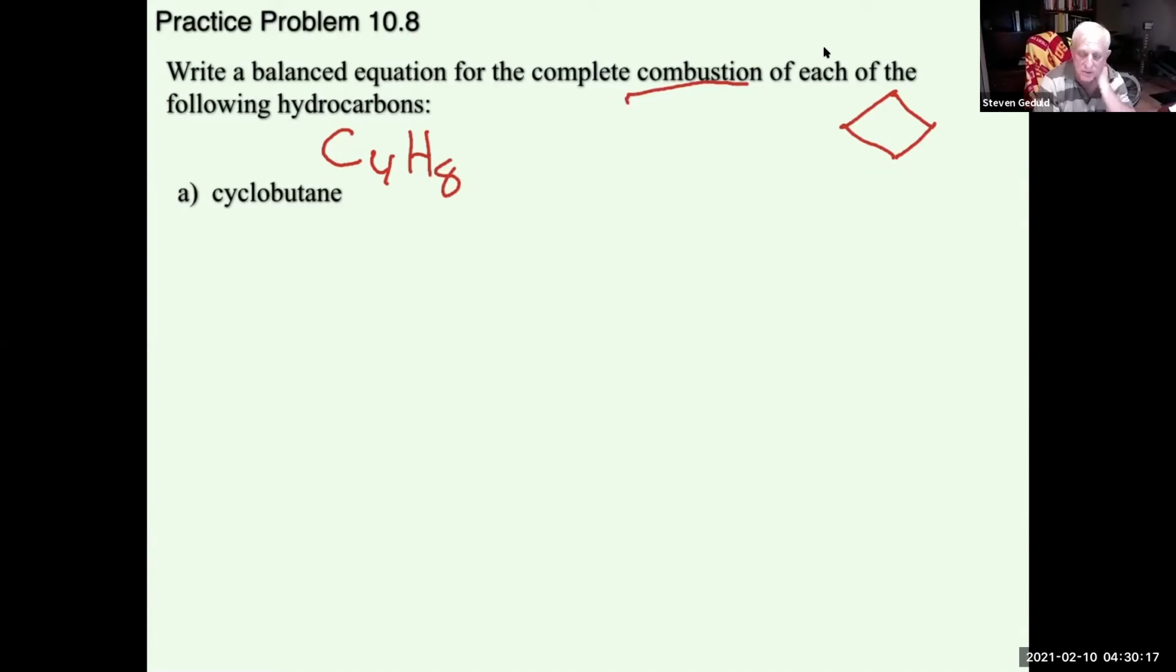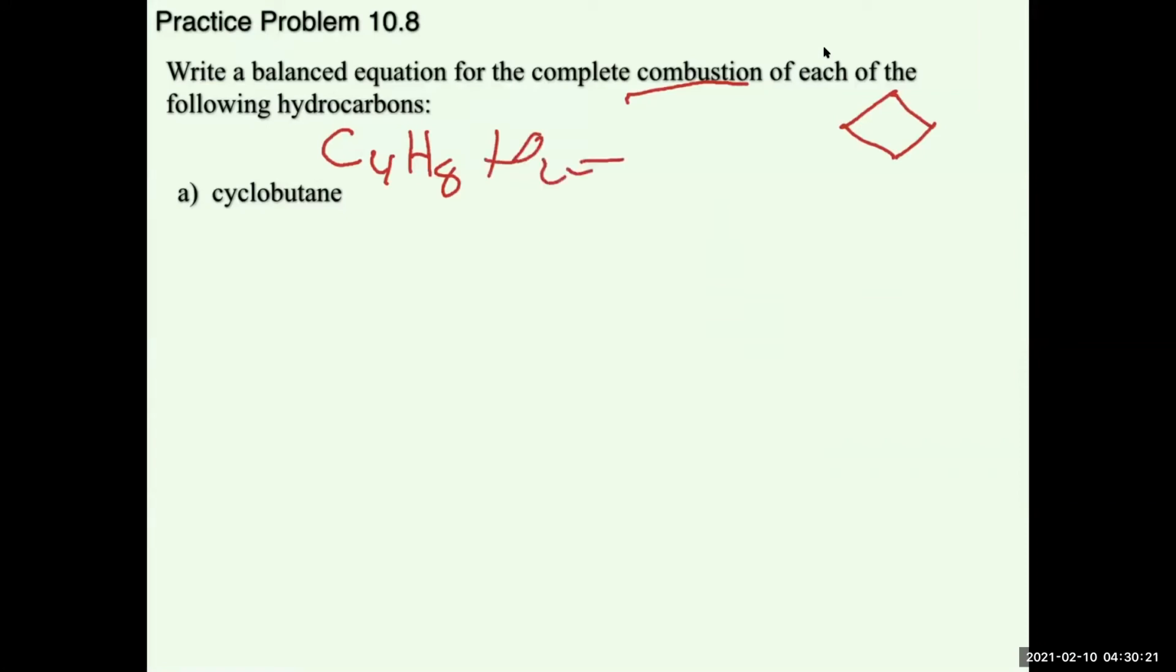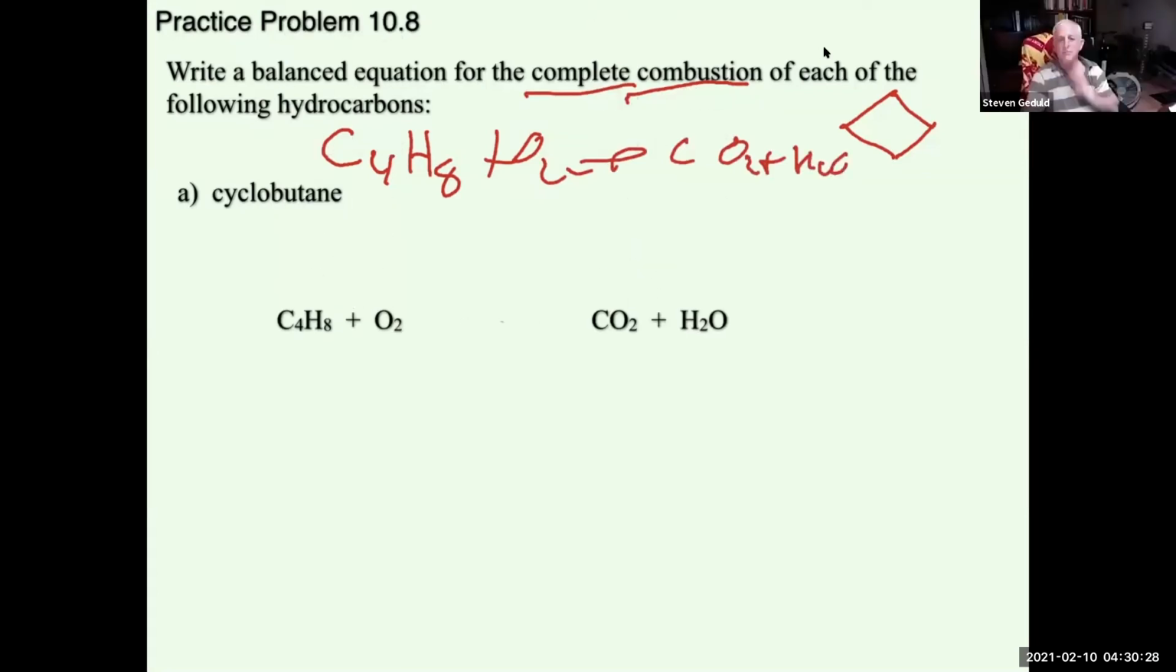And combustion means? Plus O2. And complete means carbon dioxide and water. Okay, so there's your equation. That's what it says. We get all that from the words. We took our word problem and put it into chemical form now. Now we just got to balance it.